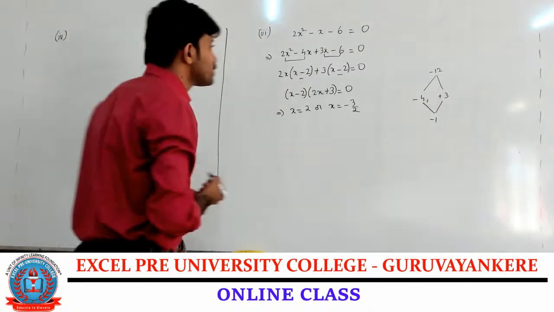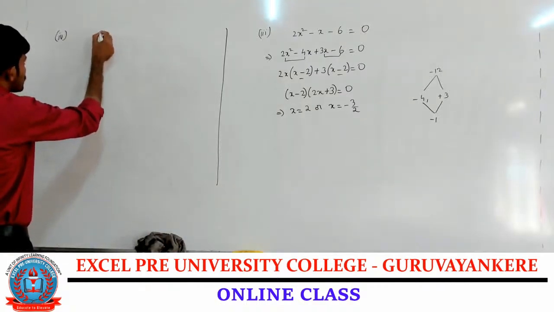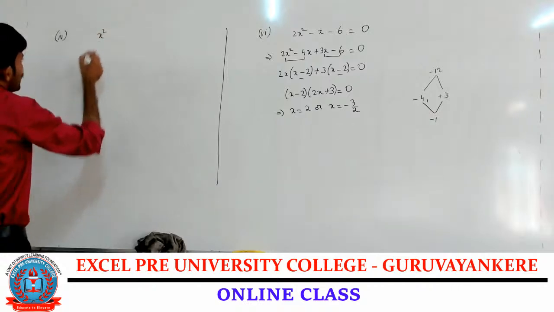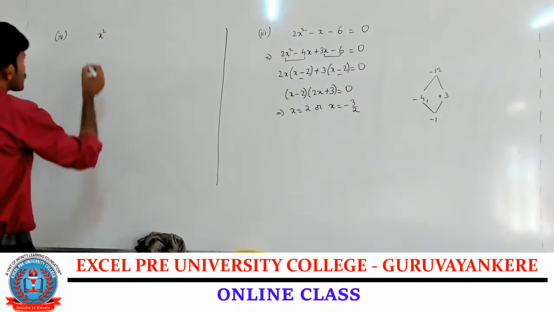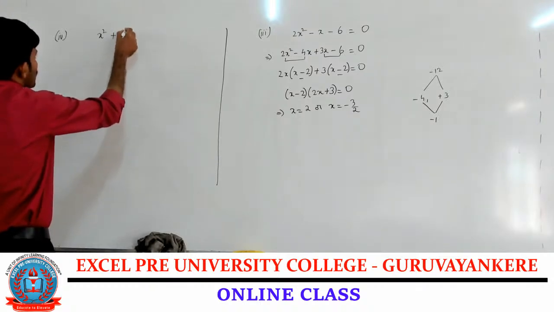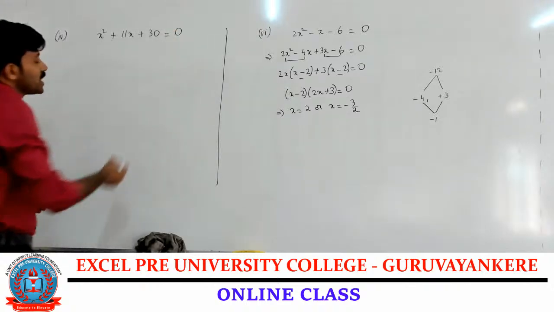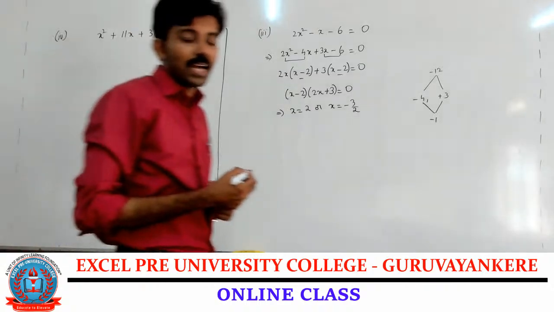Next one, x squared plus 11x plus 30 equals 0. Do it yourself, get the answer for this.